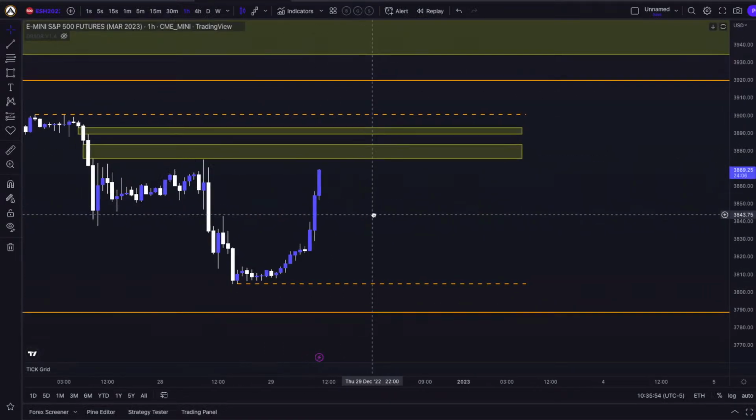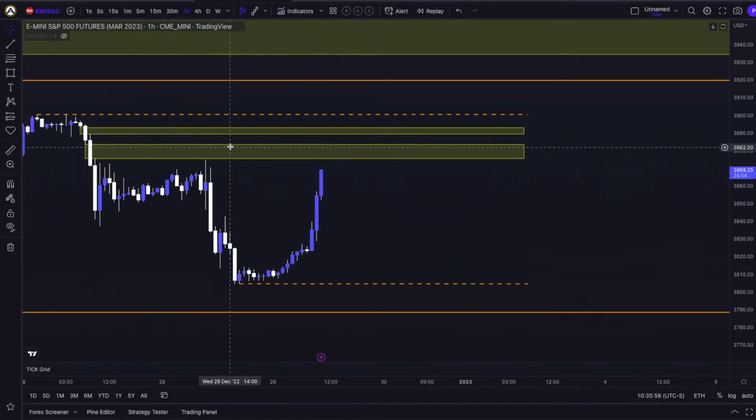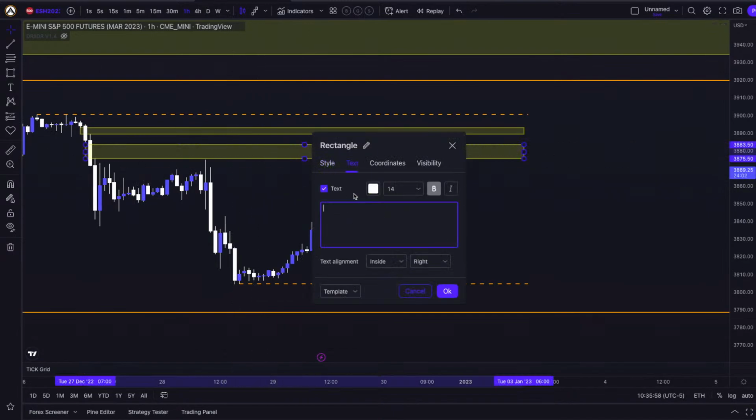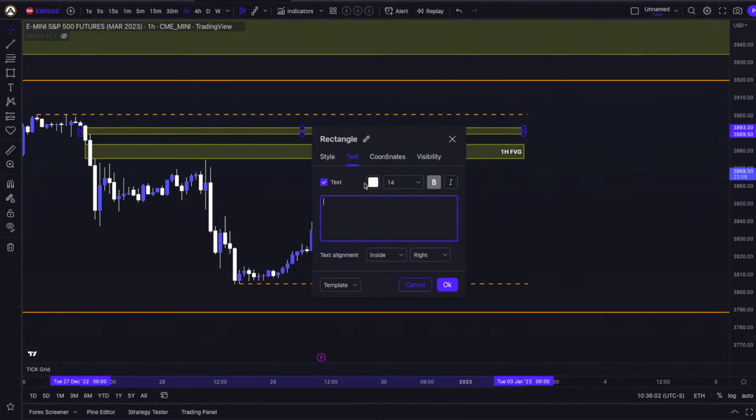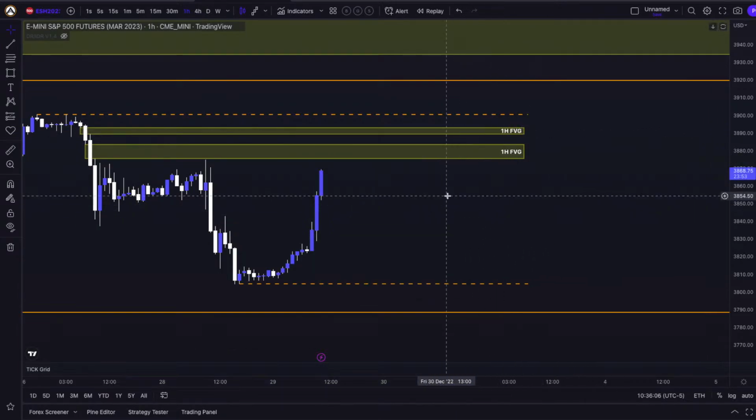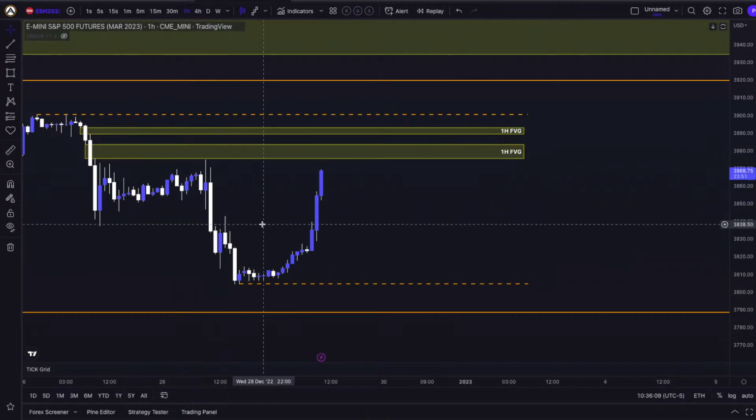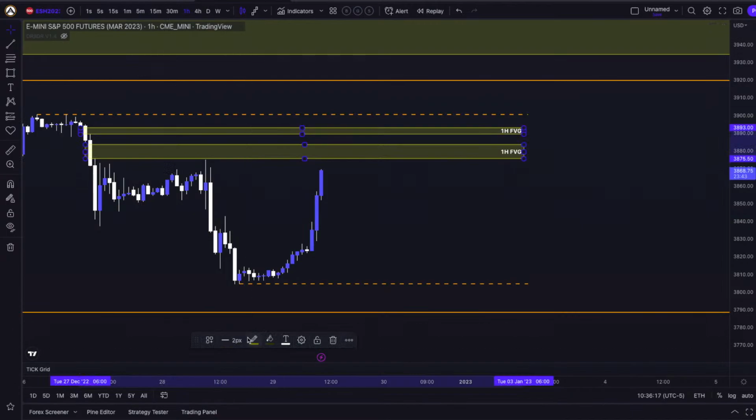So what we're going to do now, we have our hourly fair value gaps drawn up. We can actually label them with a 1 hour FVG quickly. Quick top-down analysis. 1 hour fair value gaps. So those are on the chart. They haven't been filled yet. All right, and then we are also going to color them in a bearish color because those are bearish fair value gaps.